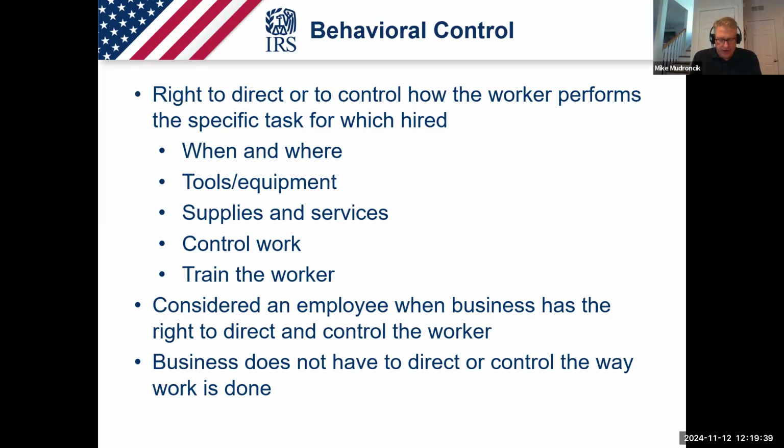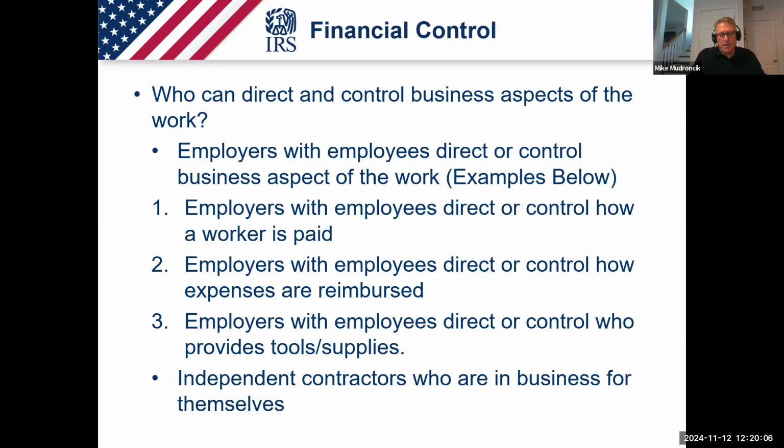A worker is considered an employee when the business has the right to direct and control the worker. The employer does not have to actually direct and control the way the work is done. The employer has behavioral control over the individuals hired as long as the employer, again, has the right to direct and control the work. That's behavioral control. Let's look now at financial control.